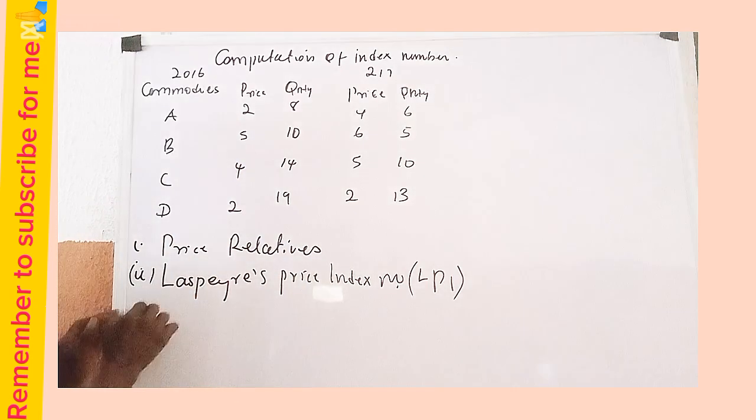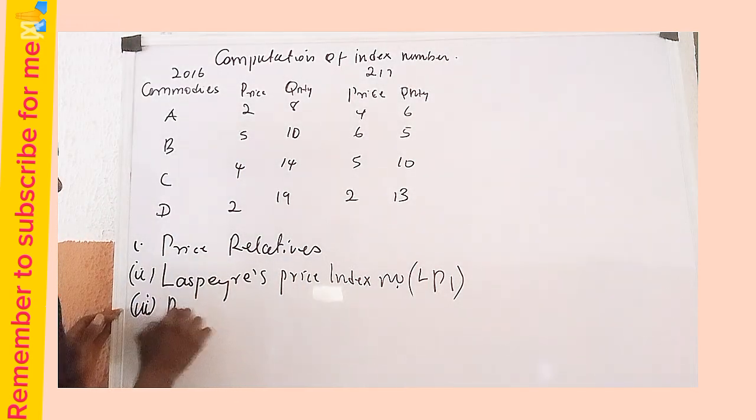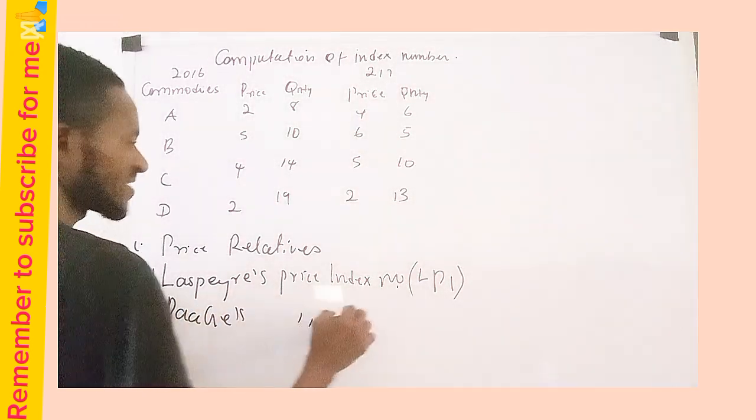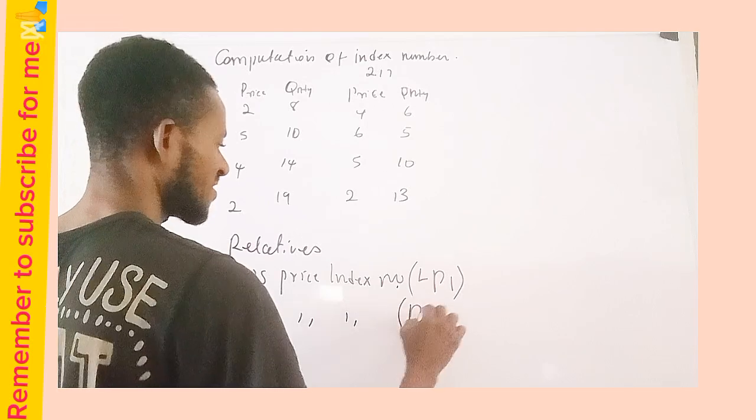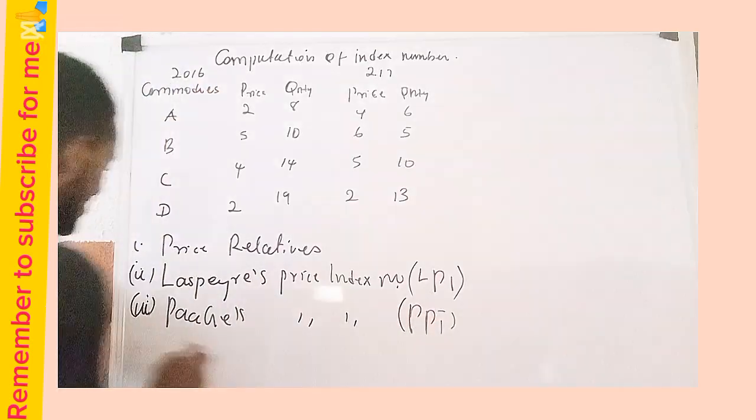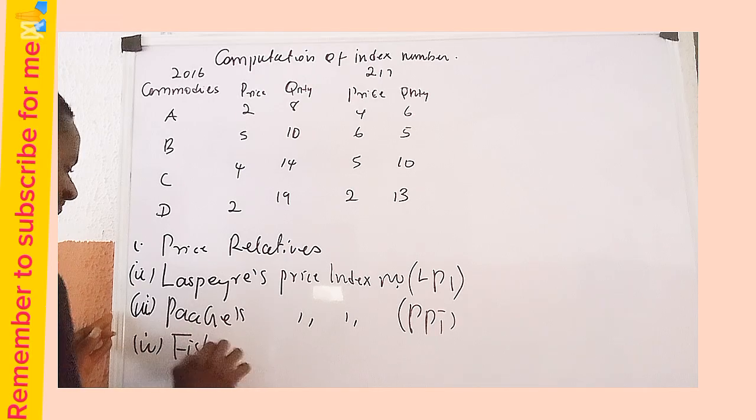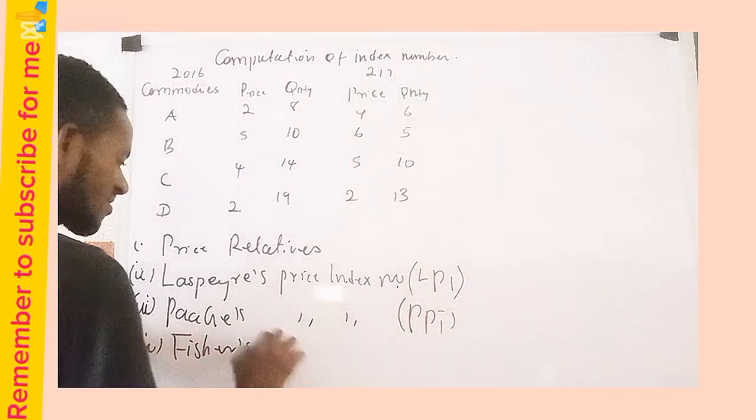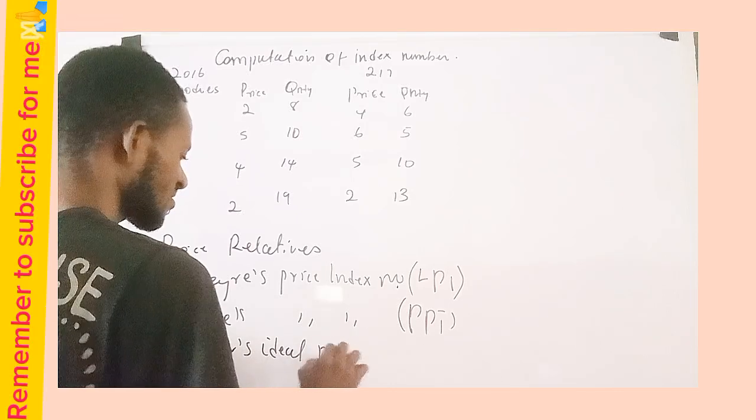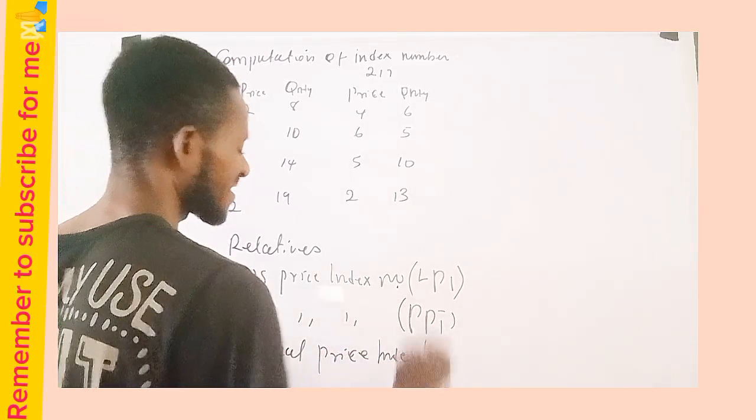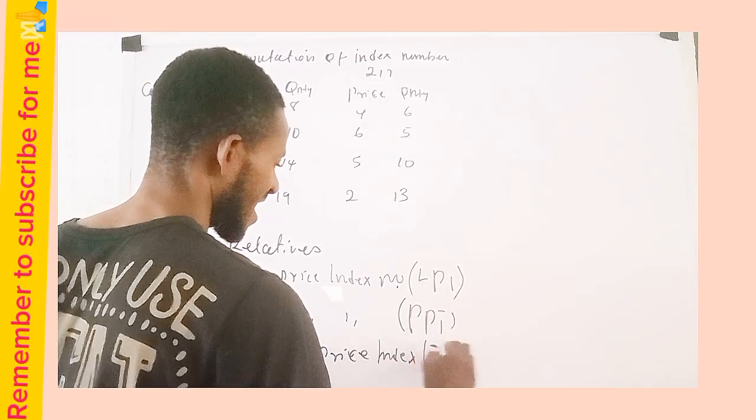Then number three, we are talking about the Paasche price index number, called PPI. Then number four, we are talking about what we call the Fisher's ideal price index. The Fisher's ideal price index is always given as the FIPI.